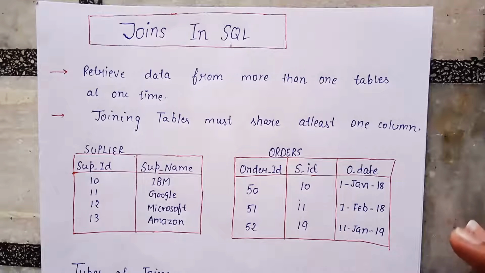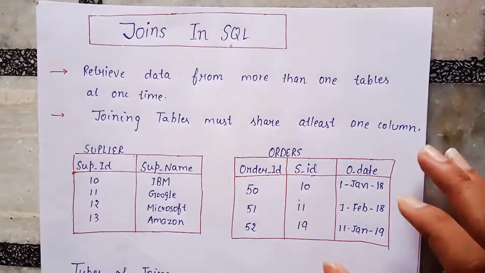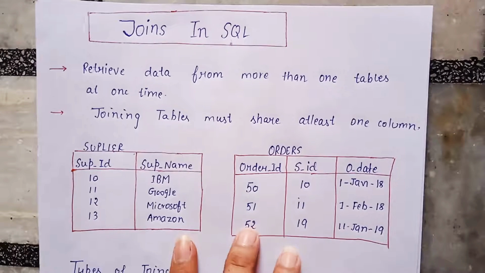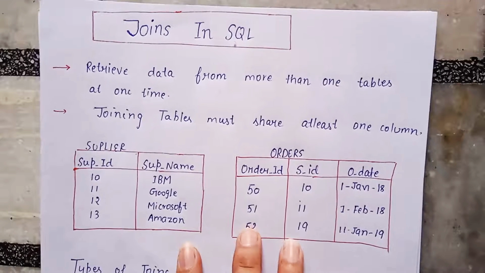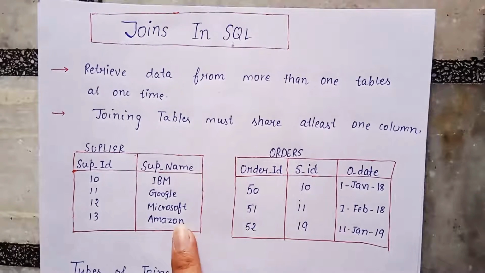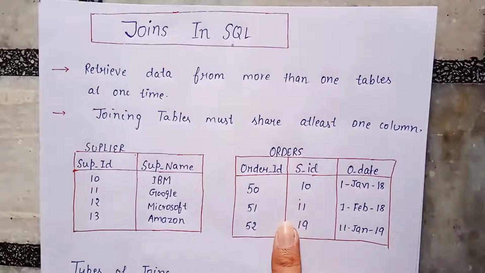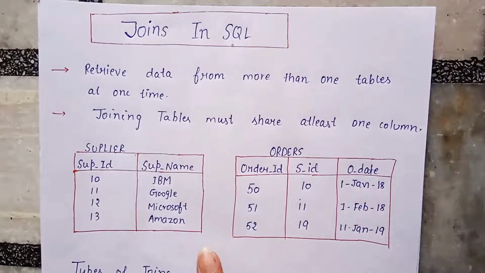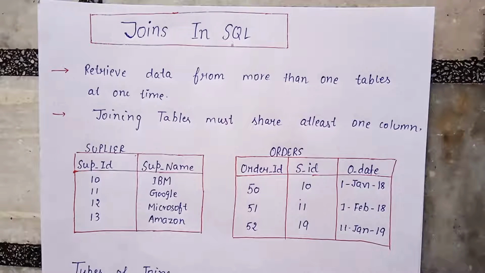Okay, so joins are basically used for retrieving data from more than one table at one time. Now one thing that one must know while using joins: if we are applying joins on tables, those tables must share at least one column in common. For example, if we have taken two tables over here, a supply table and an orders table, and we want to apply a join on these two tables, then it is mandatory that they share at least one column in common.